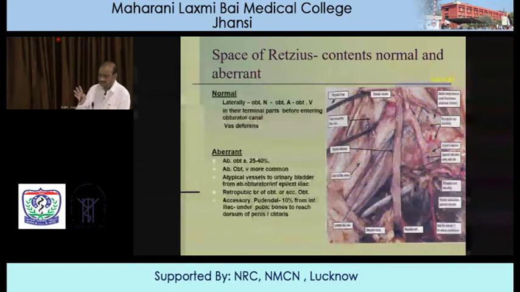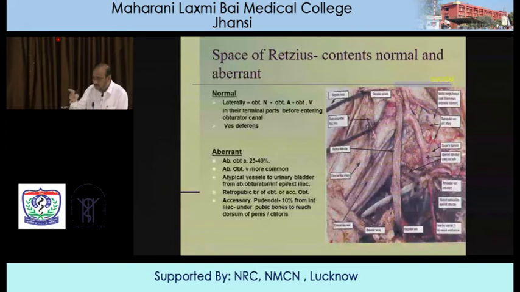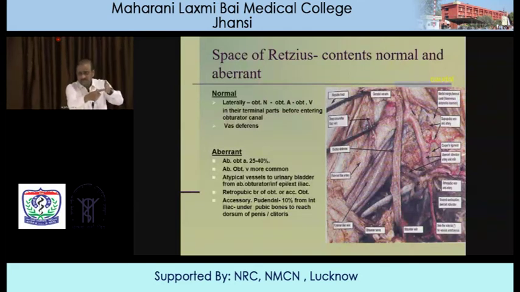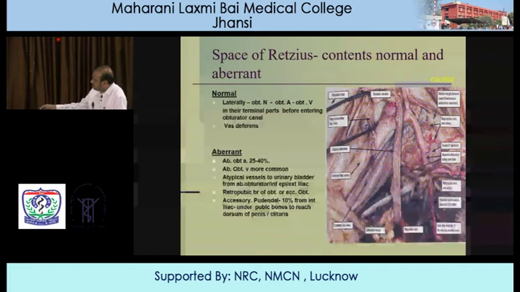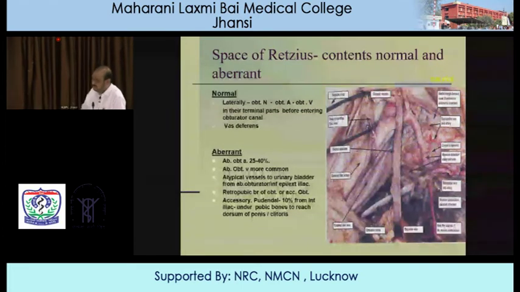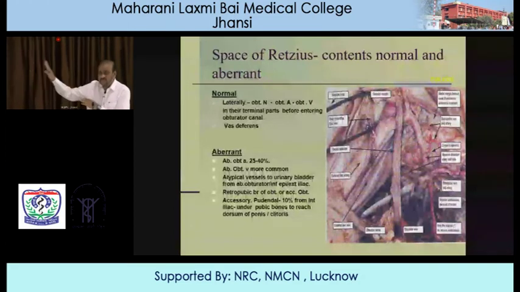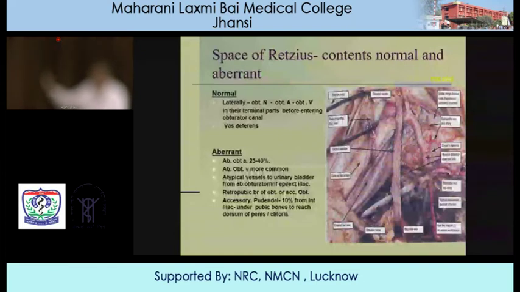Any vessel, A-N-Y, any, if it is running across the pubic bone, is an abnormal vessel. Very, very simple. If this is the pubic bone, any vessel running like this is abnormal. Any vessel running parallel is a normal vessel. Nothing problem. See this vessel running across the pubic bone. Coming from where? From the external iliac, inferior epigastric. So these are abnormal vessels which are commonly arising from the epigastric vessel and the external iliac.